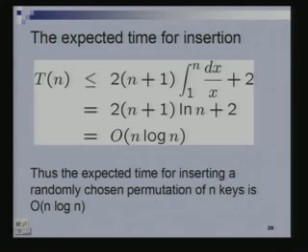Recall we saw the worst case was n squared. There is a particular permutation which is just putting the elements in increasing order. For that, the total time for insertion is n squared. But the average time is n log n. And what is the best time? The best time is also n log n.